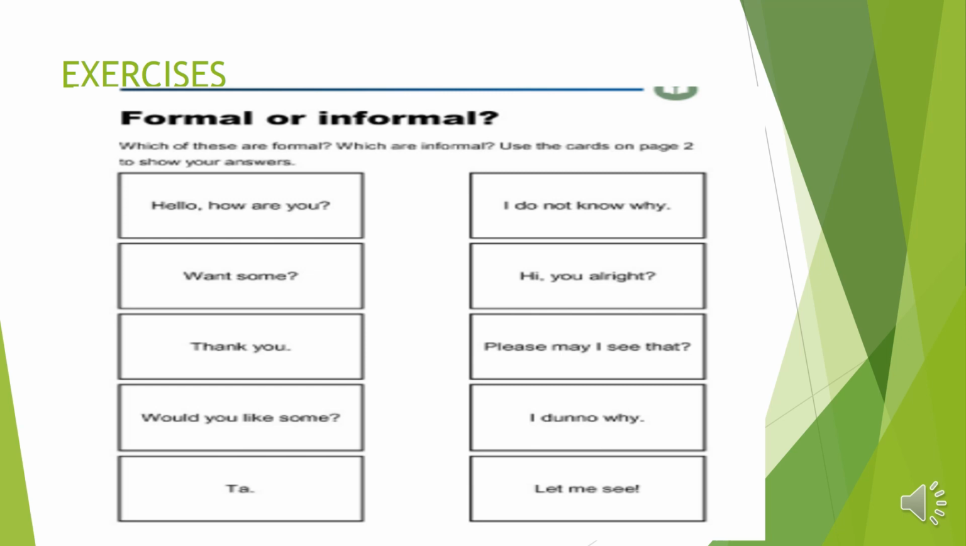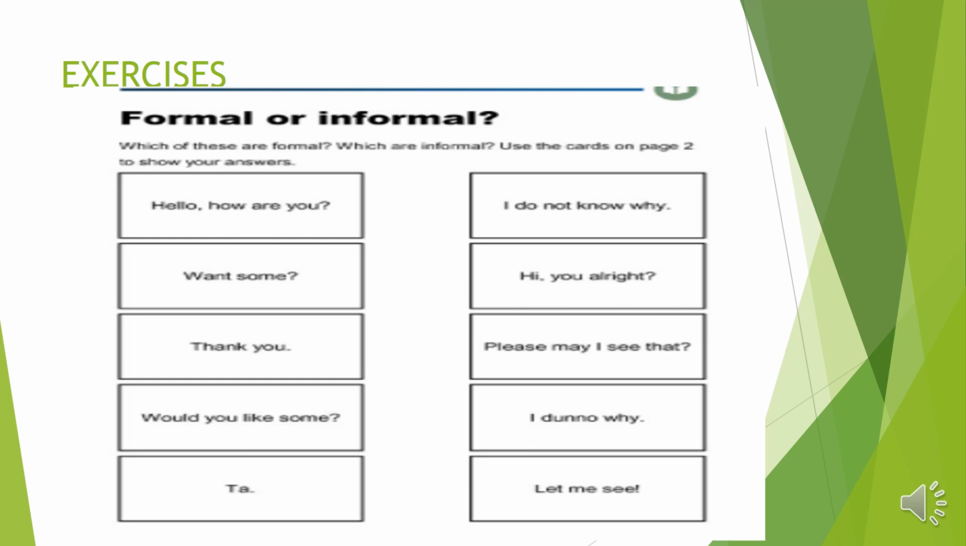So by this, guys, the first one I say, hello, how are you? This is what we call formal words. For this other one, I do not know why. That's informal. We do not say it that way. Hi, you alright? That's informal. It should be hi, are you alright? Like that.